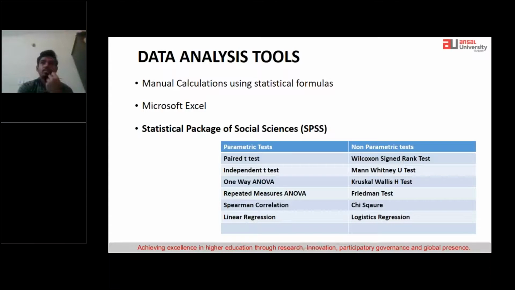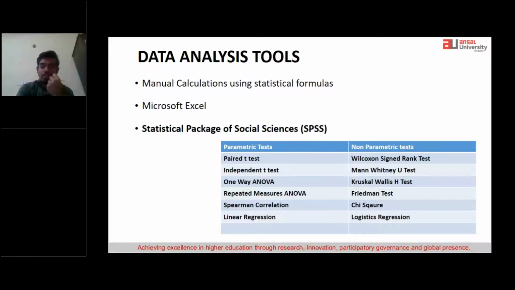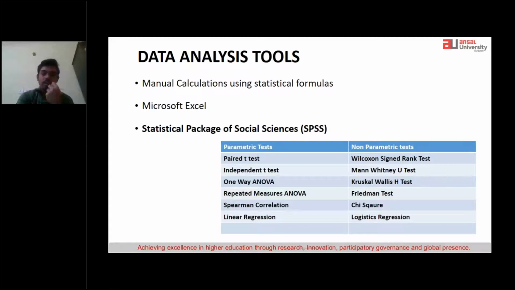If you use SPSS as a tool for doing the data analysis, there are several tests which you can do using SPSS, or even manual calculation. Commonly we divide them into parametric and non-parametric. Paired t-test, independent t-test, one-way ANOVA, correlations, Wilcoxon. These are all different types of tests. These tests depend upon what kind of data you have. If your data is normally distributed, you follow some parametric test. If your data is not normally distributed, you do some non-parametric testing.